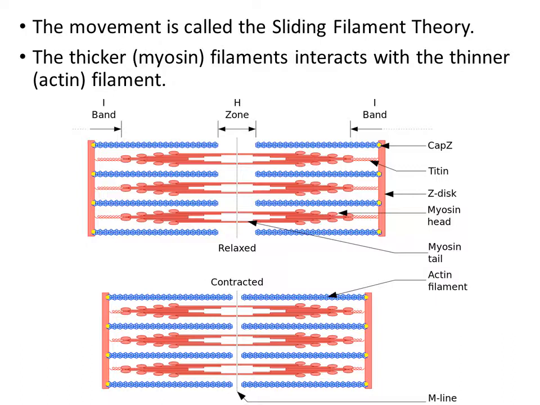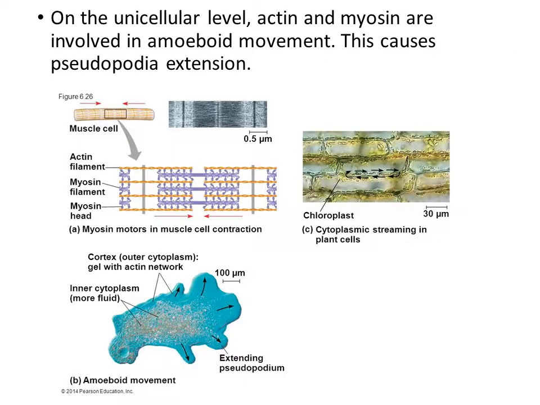The thicker myosin filament interacts with the thinner actin filament. This will contract the muscle. Therefore, this creates movement on the organismal level. Now, on the unicellular level, actin and myosin are involved in things such as amoeboid movement. When an amoeba moves, it will push out its cytoplasm into what is called a false foot, a pseudopodia extension. This is achieved through the interaction of the actin and myosin.